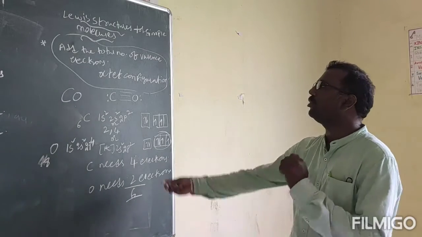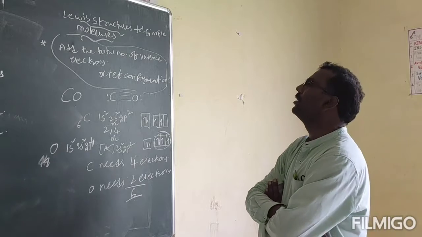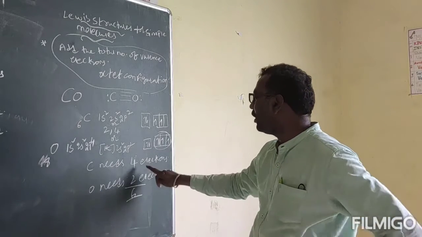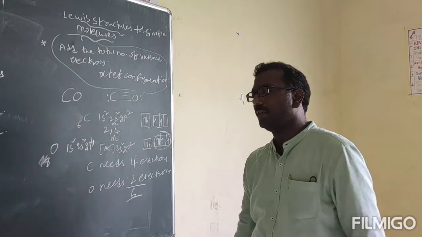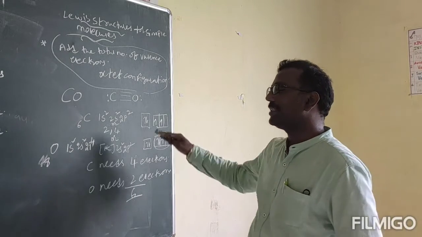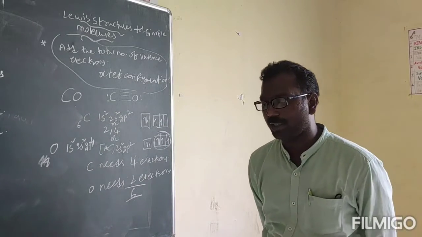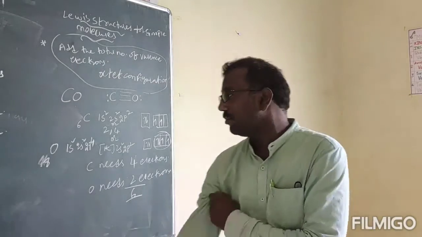So there are some rules for drawing the structure of molecules. The first rule is you have to add the total valency electrons. That is first. And after that, the basic requirement is what? Each atom should get octet electronic configuration. That is most important.